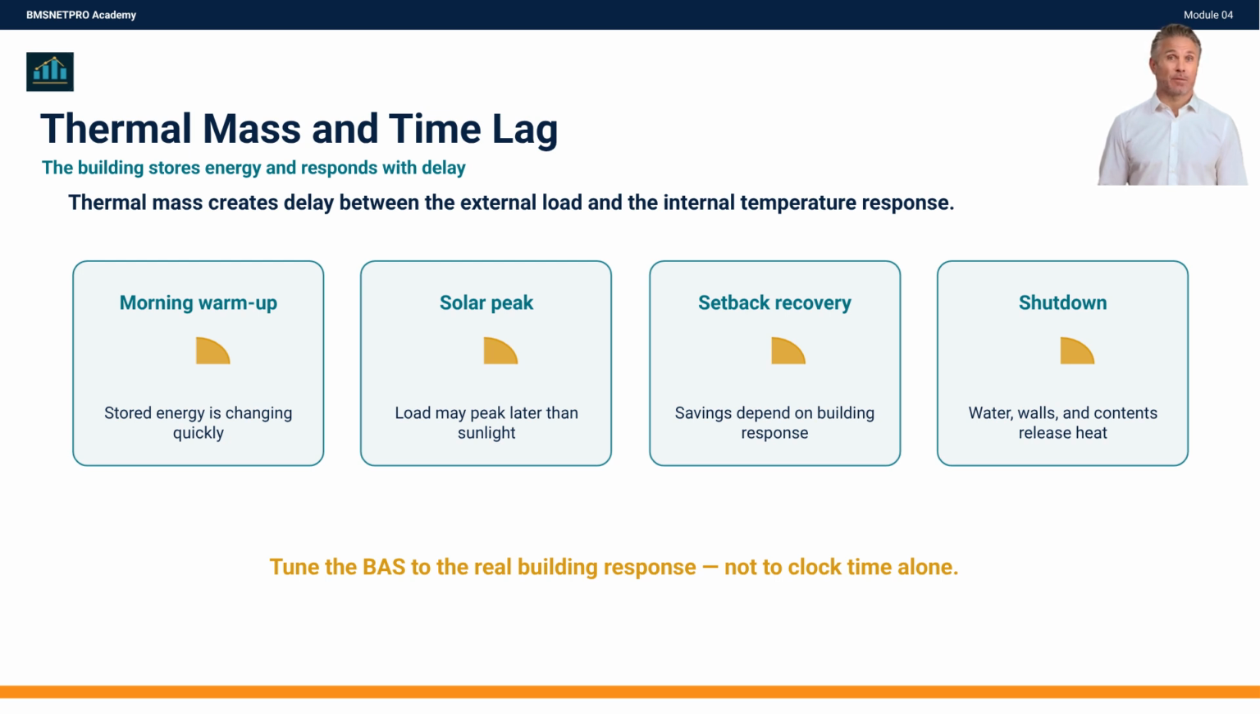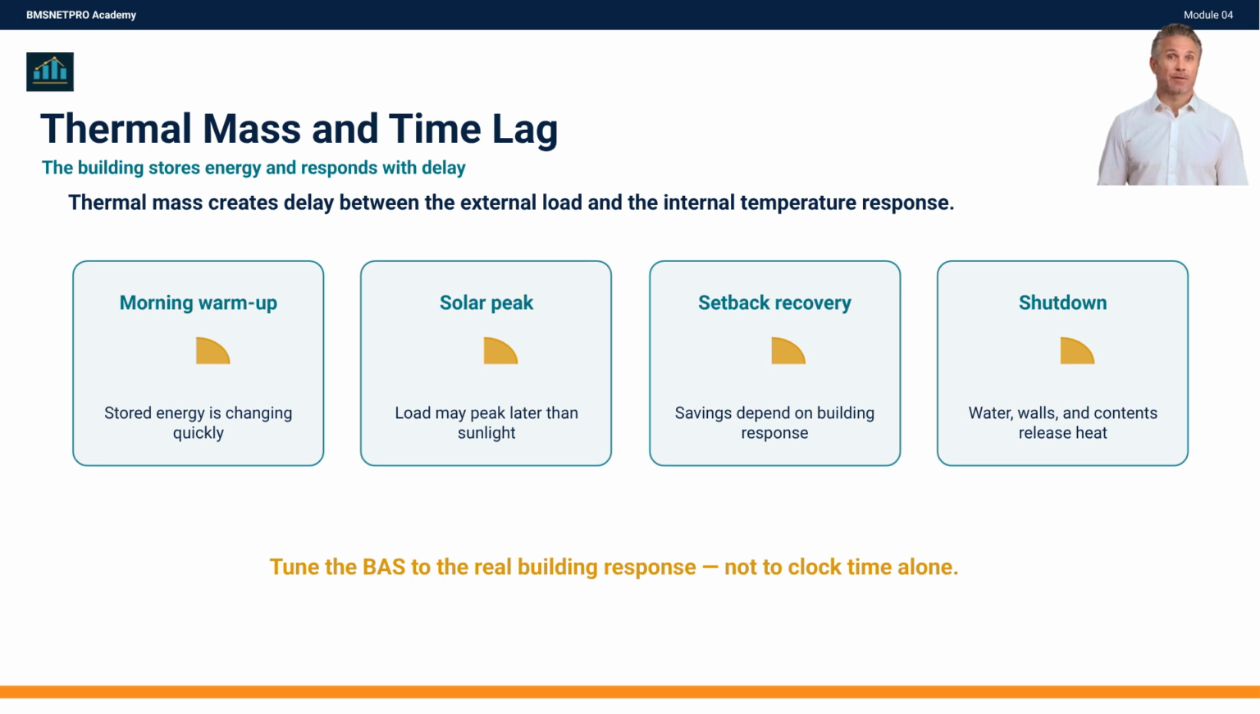Thermal mass explains why buildings respond with delay. Air can change temperature quickly, but concrete, water, furniture, walls, equipment, and building contents store energy. They absorb heat and release it over time. This is why a morning warm-up may take longer than expected. The air may heat first, but the walls and contents are still cold.